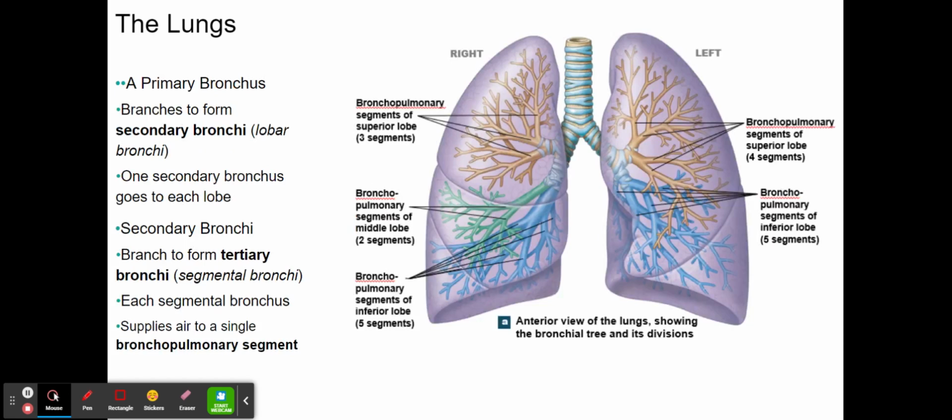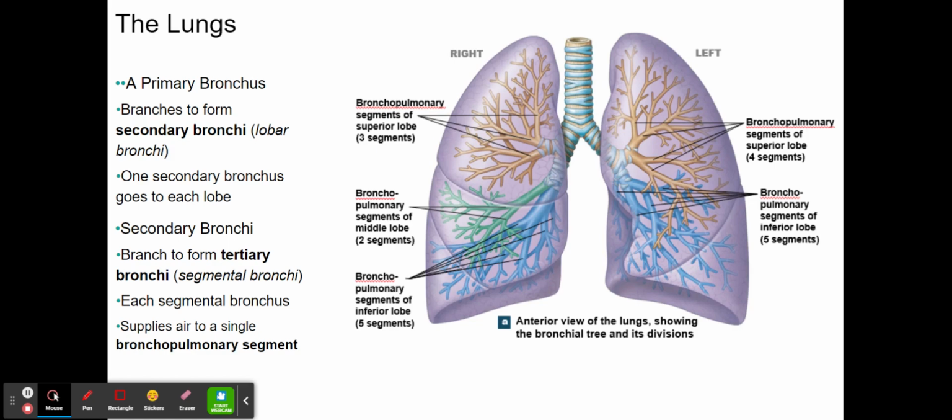Each primary bronchus divides to form the secondary bronchi, also known as the lobar bronchi. In each lung, one secondary bronchus goes into each lobe, so the right lung has 3 secondary bronchi, and the left lung has 2. In each lung, the secondary bronchi branch to form tertiary bronchi, or the segmental bronchi.